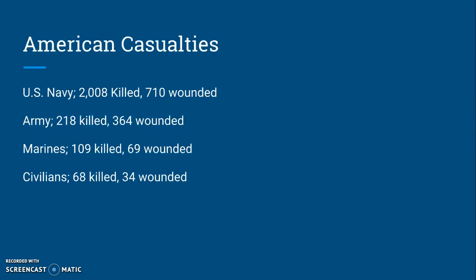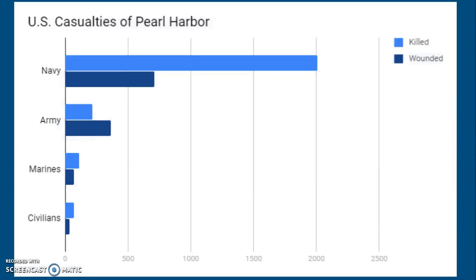This slide shows the American casualty numbers from the attack on Pearl Harbor, giving the number of killed and wounded Navy men, Army members, Marines, and civilians, a wide range of people. I've also added a chart to help you better visualize these numbers and differentiate between the people that were killed and wounded. As you can see, a lot of Navy members were killed in the attack due to being on board the ships that sank.